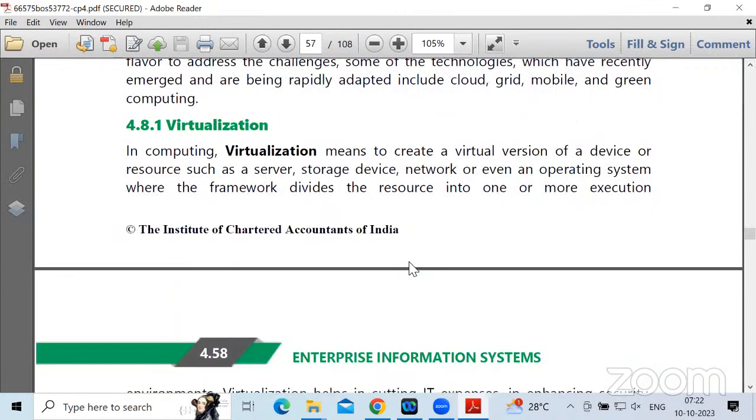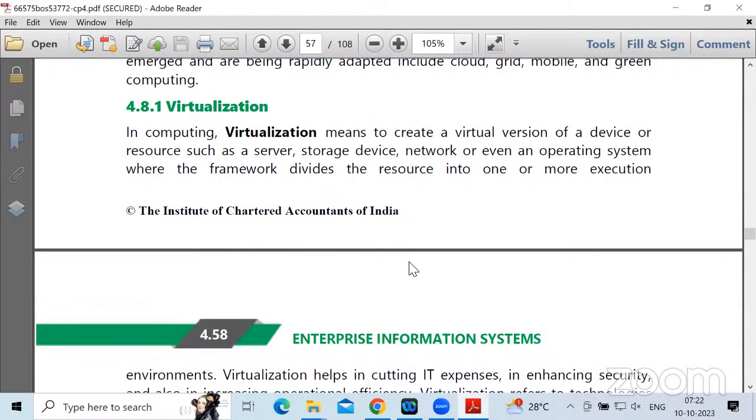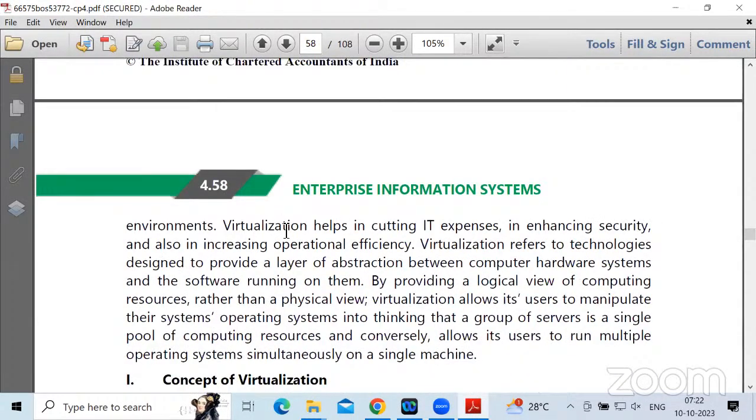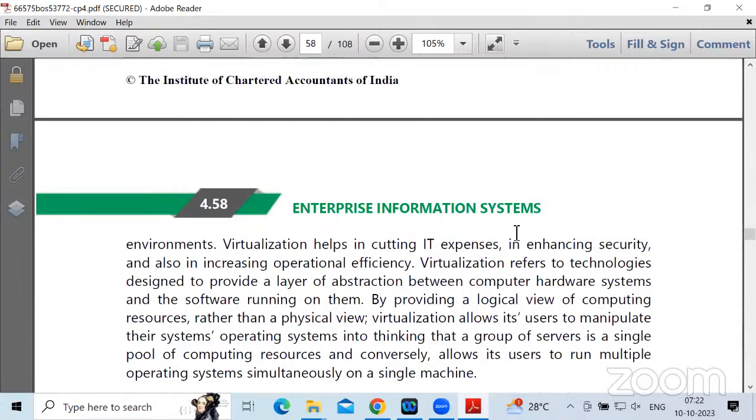Now, computing technology, virtualization. So we have seen what is virtualization. Virtualization means to create a virtual version of a device or a resource such as server, storage, network, or even an operating system, where the framework divides the resource into one or more execution environments. So what does it mean?